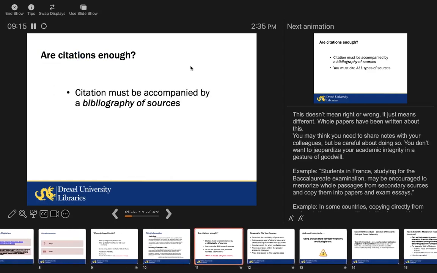So are citations enough? Citations must be accompanied by a bibliography of sources, the references that come at the end of your paper, especially when writing a research paper with an abstract, introduction, methods, and calculations. You're presenting all that in a research paper, but then you're also including in-text citations and the references at the end. And if you download a paper from IEEE, for example, you will see how the paper is structured. So you make sure that you follow those guidelines. Let's go to the next.